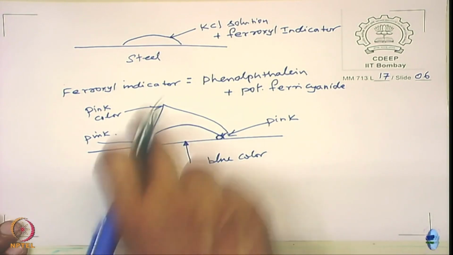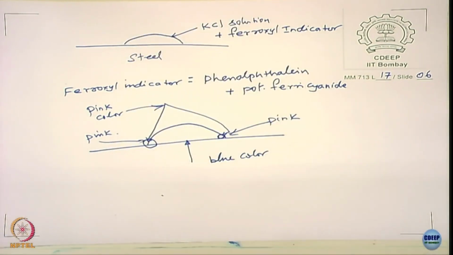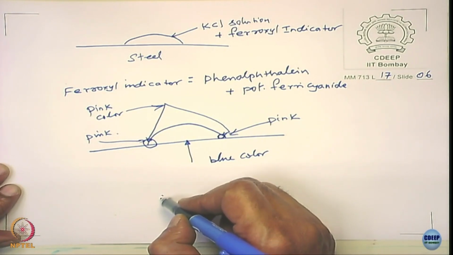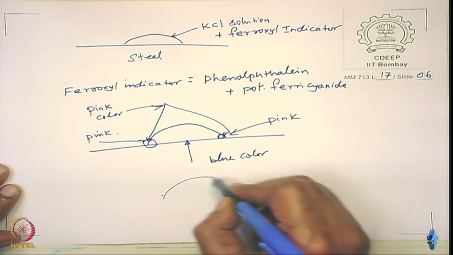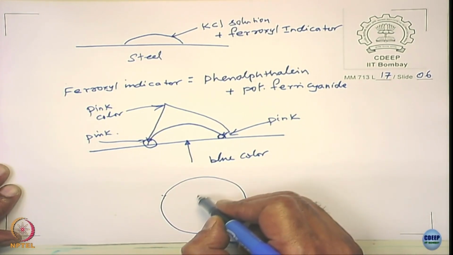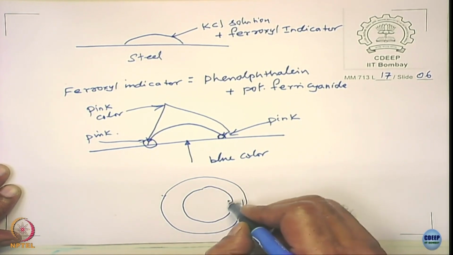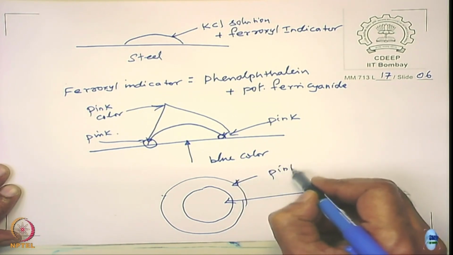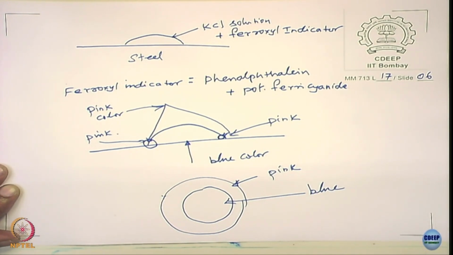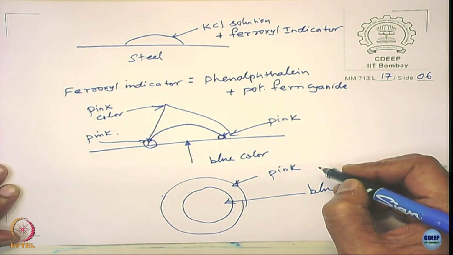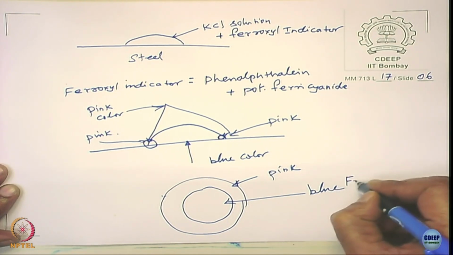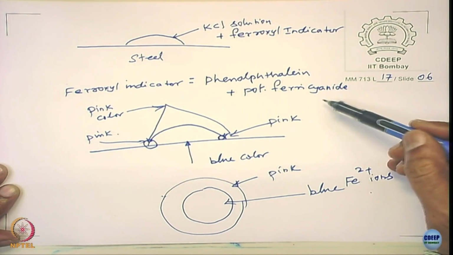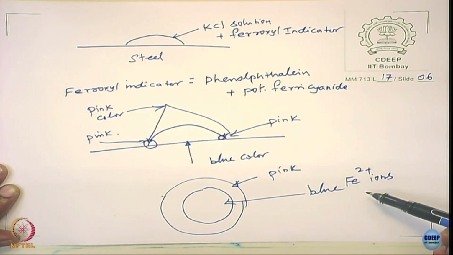So, the edges, the periphery of the droplet completely, okay, if I take a plane view of that, the droplet, you will see the blue color, and this is your pink color. Okay. The pink happens because you have hydroxides, and blue happens because you have Fe2+ ions. If Fe2+ ions interact with the ferricyanide, potassium ferricyanide, you get a blue color.